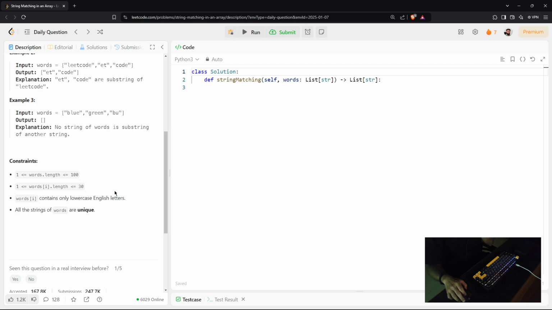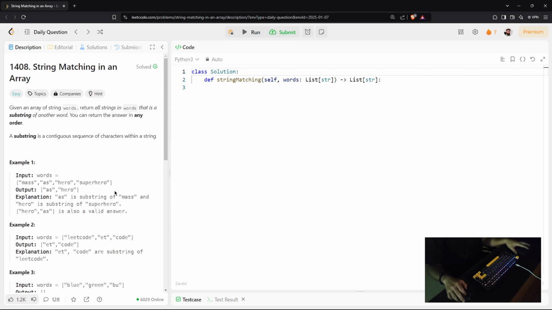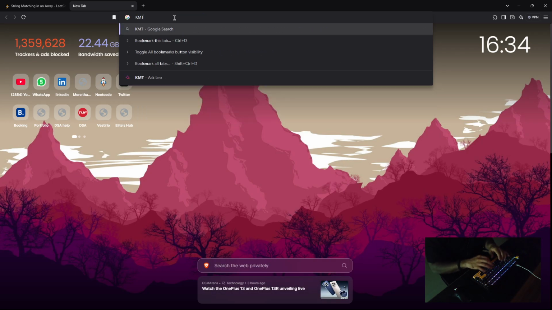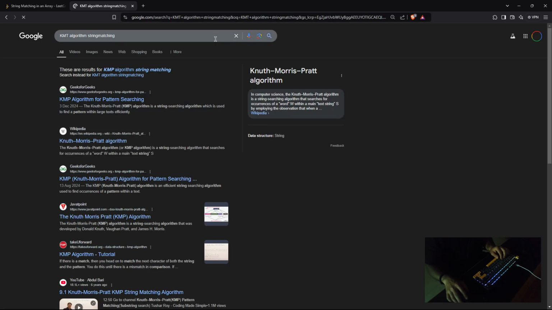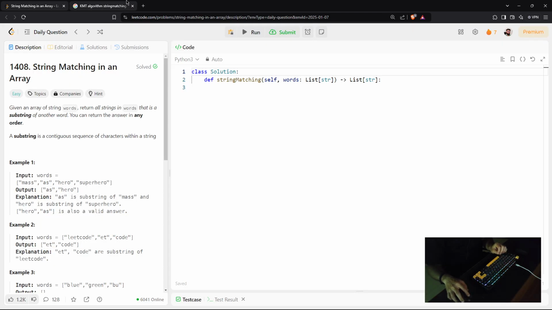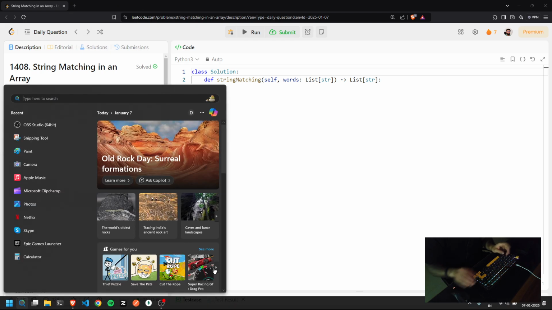String matching. There is a proper algorithm for pattern matching called the KMP algorithm. I'll show it to you right now. This is what we generally use, KMP, the Knuth-Morris-Pratt algorithm. The KMP algorithm is what we use for questions like these. However, since this is an easy question, we will try to see the brute force approach for this one.